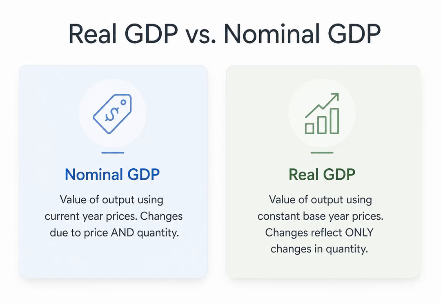Now, what happens if prices go up, but we do not actually produce more goods? Nominal GDP would rise, making us think the economy grew. That is why we need real GDP. Nominal GDP uses current prices, so it is affected by inflation. Real GDP uses constant prices from a base year, stripping away inflation so we can see the true change in the actual quantity of goods produced.